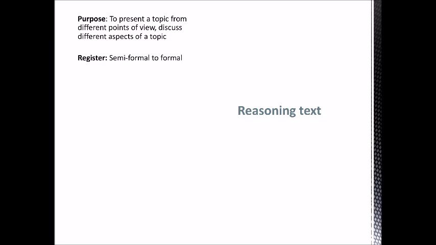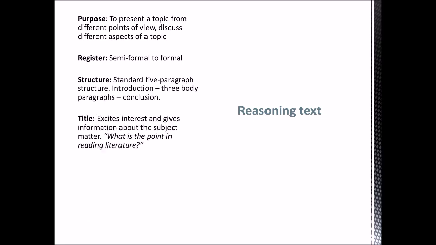Your register, the language it means, should be semi-formal to formal, depending on which grade you aim for. So a formal language with formal linking words, preferably. The structure, I would like you to use a standard five-paragraph structure. That means that you should have an introduction, three bodies in between, where each paragraph in the body presents a new topic or a new perspective, a new point of view, a new aspect, and then a conclusion where you sum everything up. I will come back to this later on.